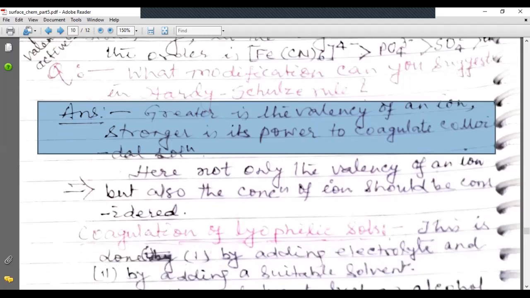The suggestion will be here, not only the valency of an ion, but also the concentration of the ion should be considered.